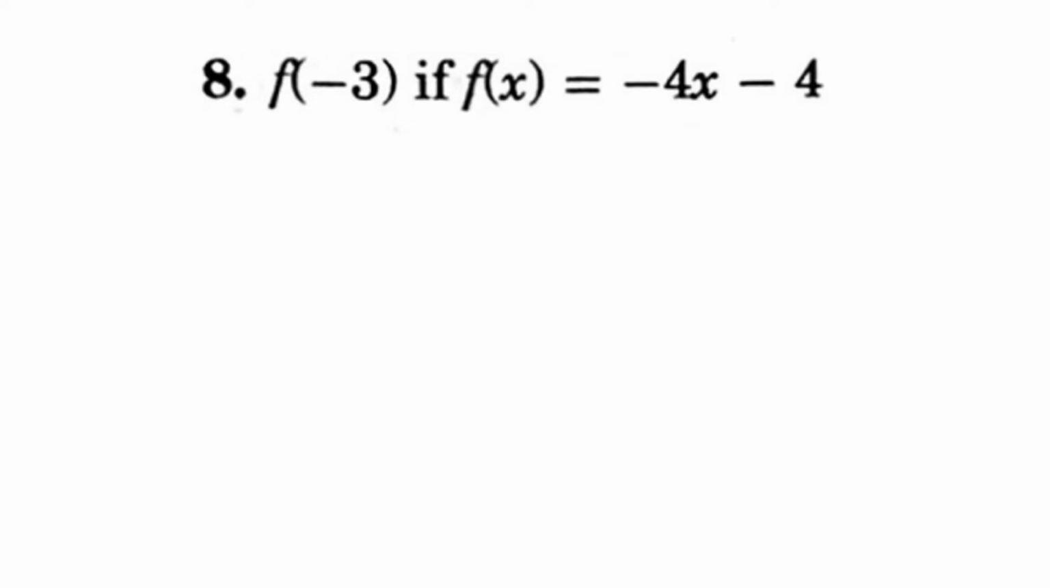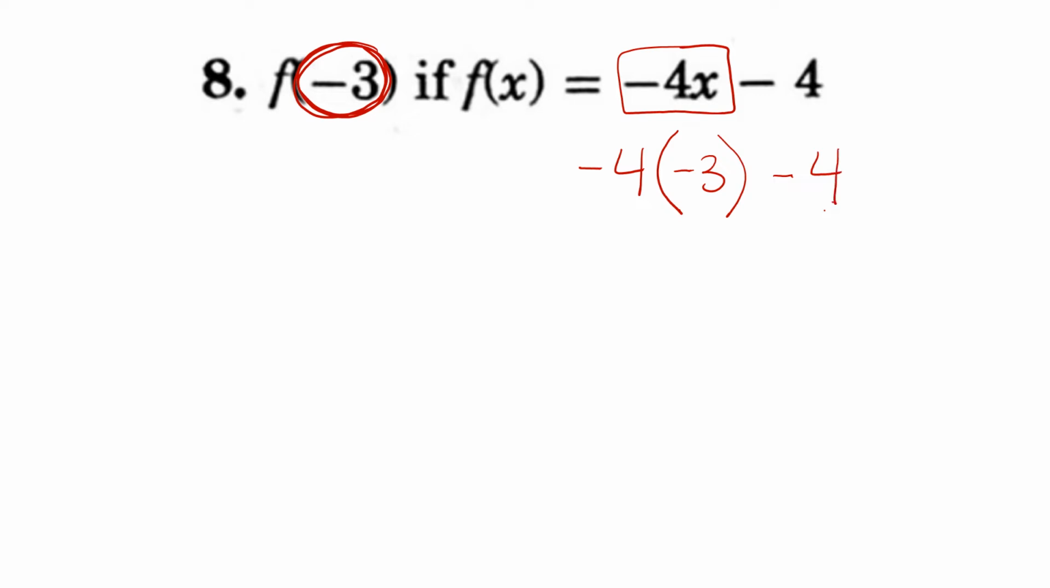For number 8, we have f of negative 3 if f of x equals negative 4x minus 4. The negative 4x side by side means multiply, so we're going to multiply the negative 4 by the x value, which in parentheses is negative 3. The minus 4 at the back stays the same. Now 4 times 3 is 12. And then we have a negative 4 and a negative 3. Two negatives make a positive. So we have a positive 12 minus the 4. 12 minus 4 is going to give us an answer of 8.